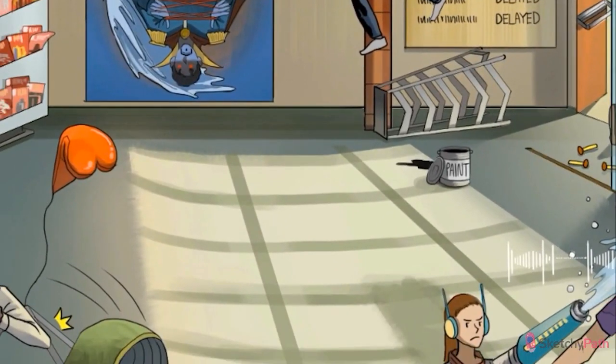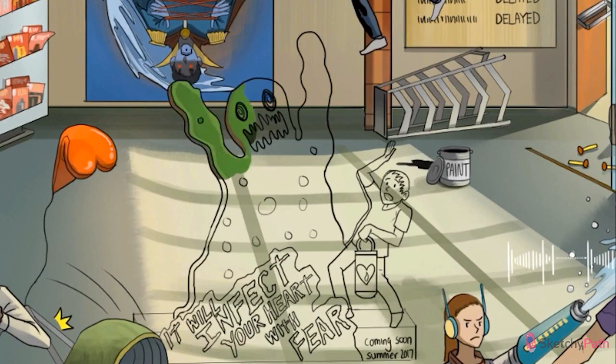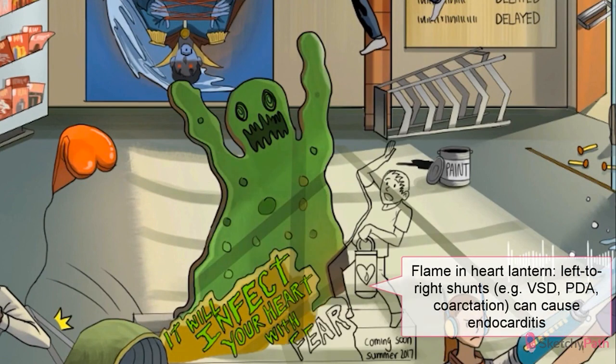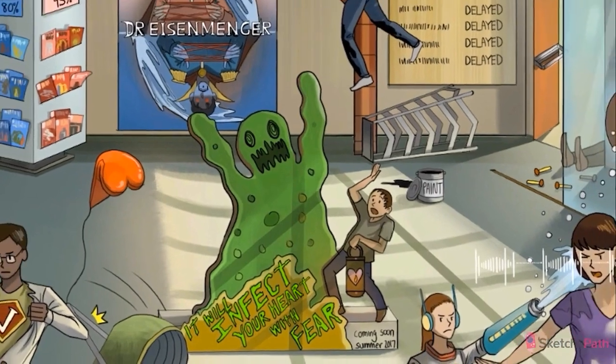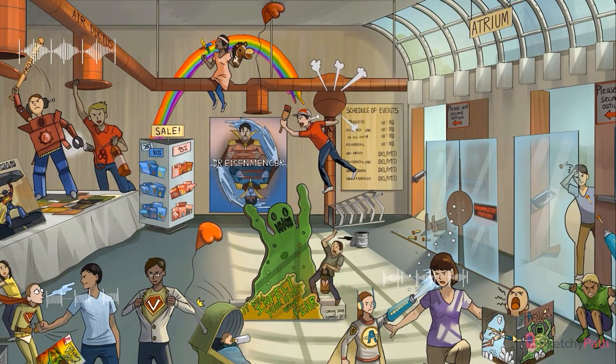All right, let's wrap up this sketch with a brief discussion of infective endocarditis. At Sketchy, endocarditis is represented by a flame coming from within, kind of like the heart-shaped lantern there. It turns out that approximately 3/4 of patients with infective endocarditis have a pre-existing structural cardiac abnormality. Imagine a weird stream of blood damaging that endocardial surface, leading to a nidus for bacterial growth.